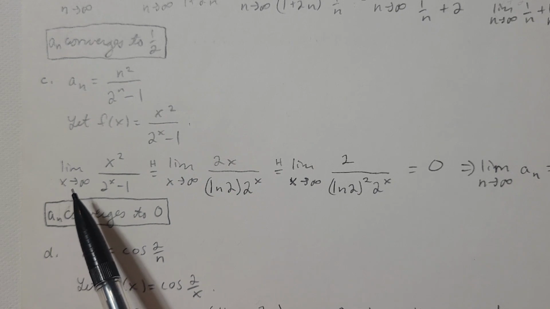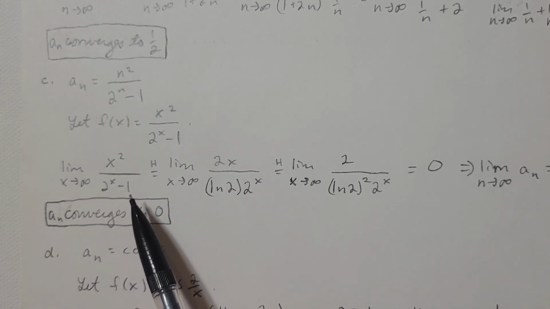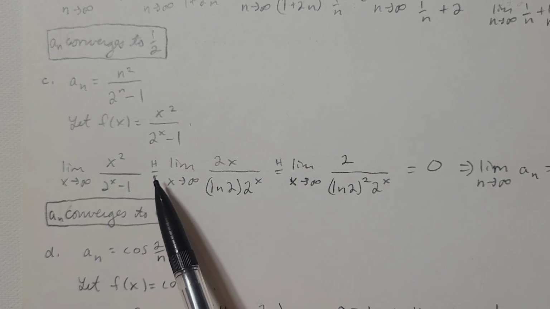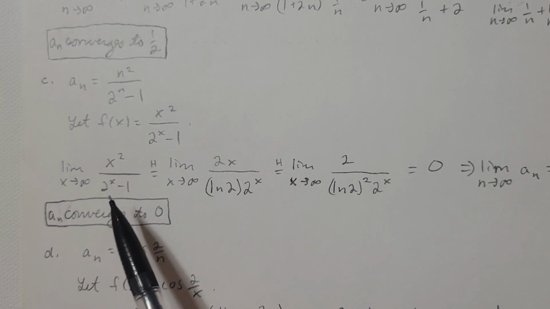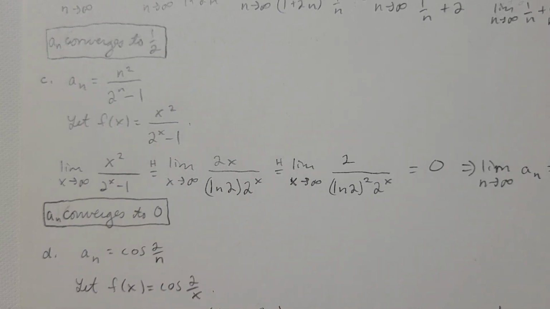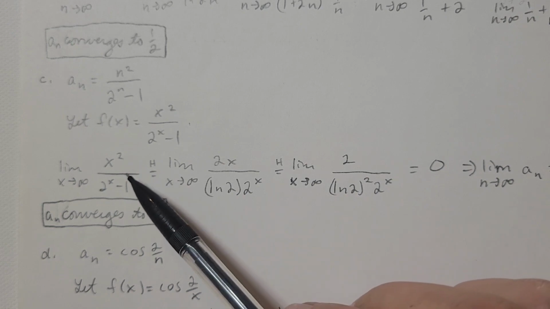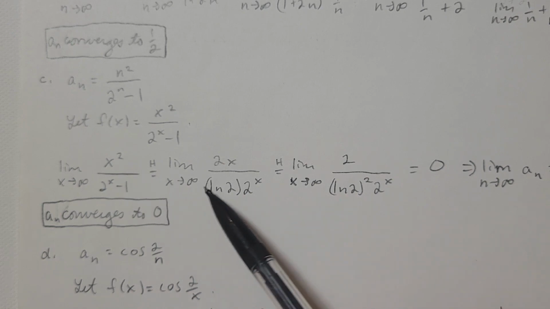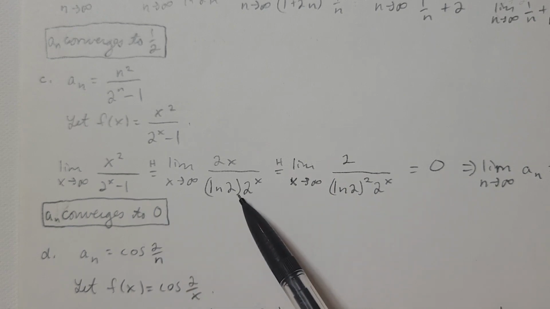And we need to find the limit as x approaches infinity of x squared divided by 2 to the x minus 1. And I'm using L'Hopital's rule there because I'd be in the form infinity over infinity. And now remember, you can only use L'Hopital's rule if you're in the form 0 over 0 or plus or minus infinity over plus or minus infinity. Okay? So when I use L'Hopital's rule, take the derivative of the top divided by the derivative of the bottom. The derivative of x squared is 2x. The derivative of 2 to the x is 2 to the x times the ln of 2.